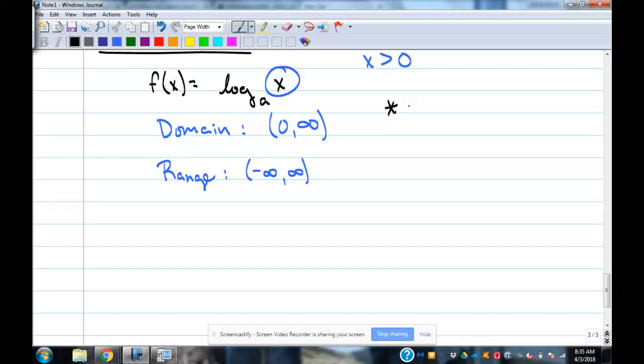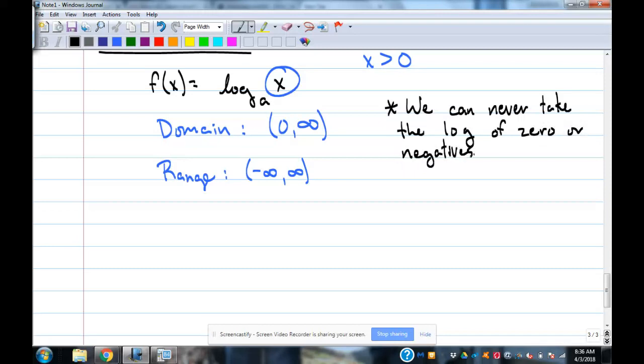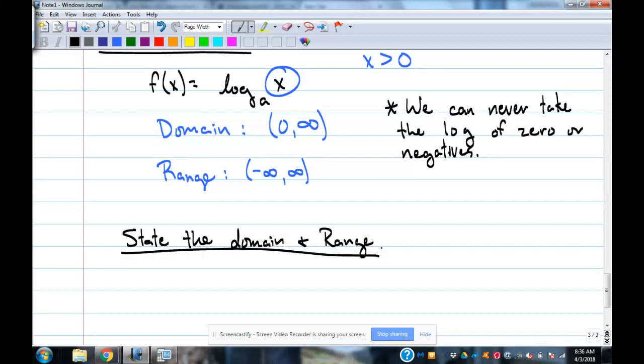Okay, so we'll put a star here. We never take the log of 0 or negatives. That's an important thing, because that's going to come up when we solve equations too. The logs of negatives or 0, right? We can't have that. All right, so we're going to state the domain and range. We'll glance at the graphs of these two.